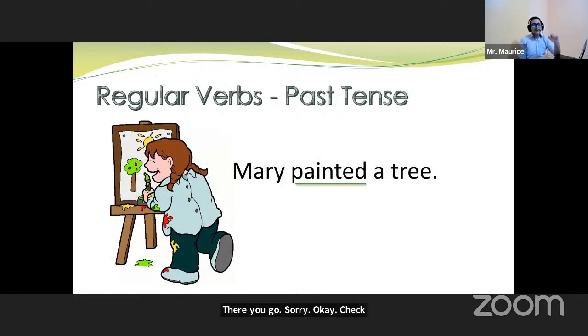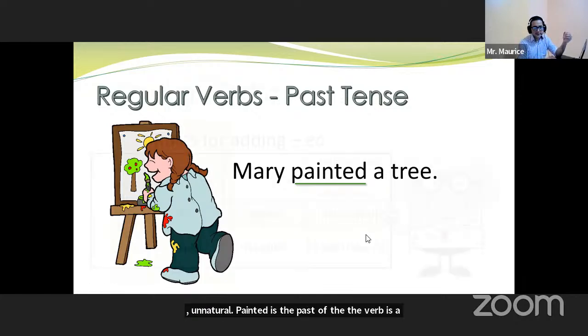Check this out. El verbo pintar aquí es un verbo regular. Por lo tanto, yo añado el sufijo ed y lo transformo al pasado, porque es un verbo regular. In this case, we have Mary painted a tree. María pintó un árbol. Painted is the past of the verb. It's a regular verb. Okay?